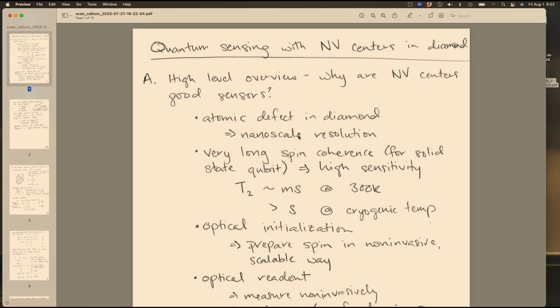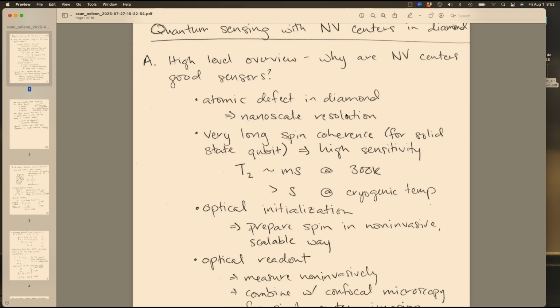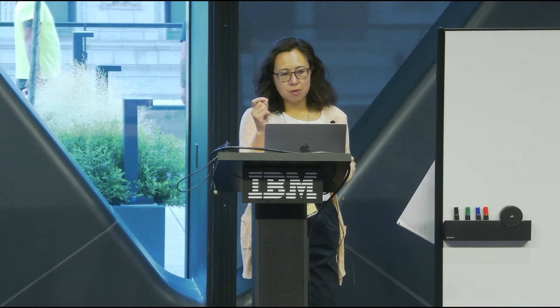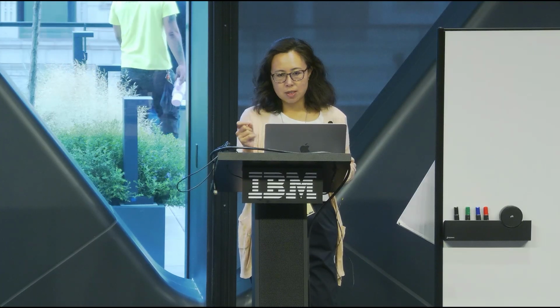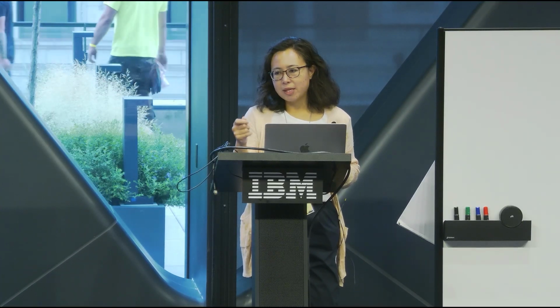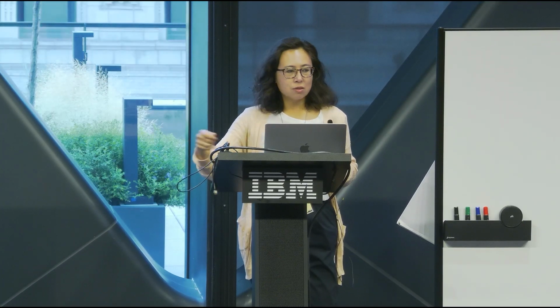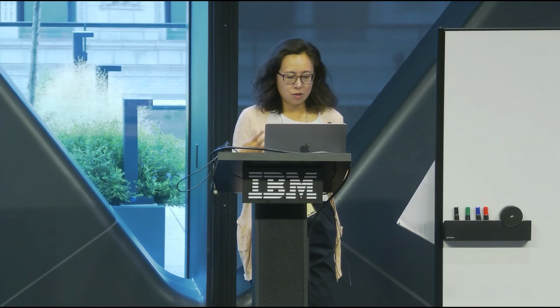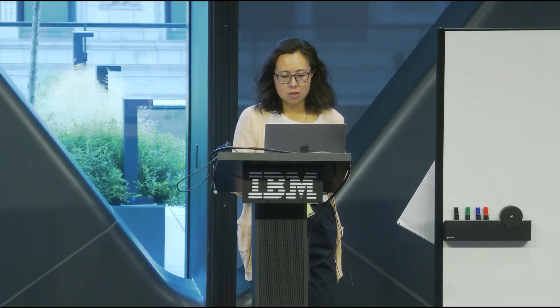Okay, so the NV Center is an atomic defect in diamond. This is really key because, in principle, it gives you nanoscale resolution because you have something that really does act as a point sensor. So as long as you can place that thing next to something else with roughly that same distance scale, then you can imagine being able to take advantage of this atomic resolution.